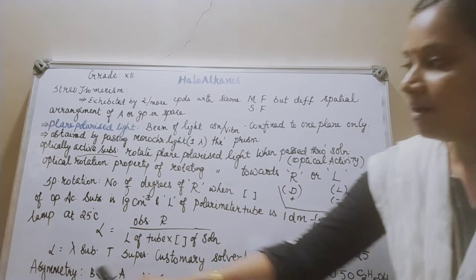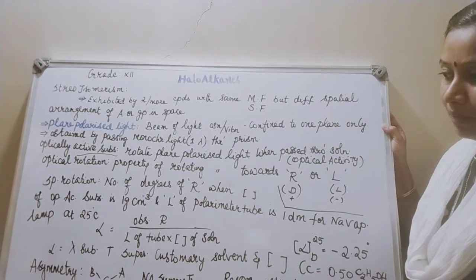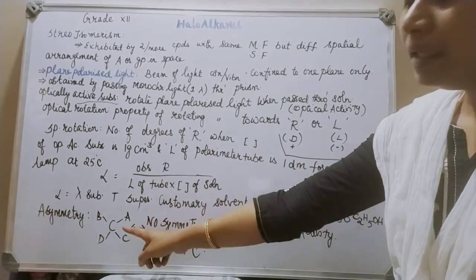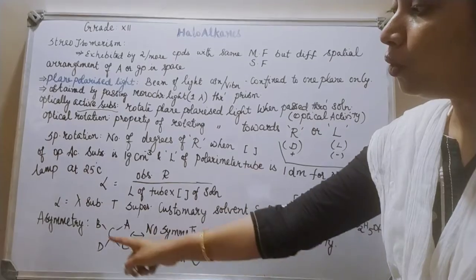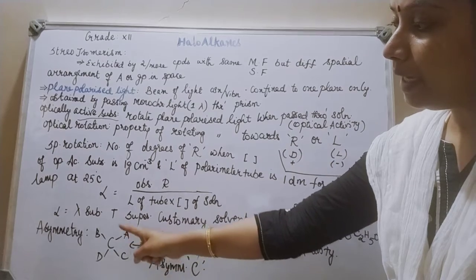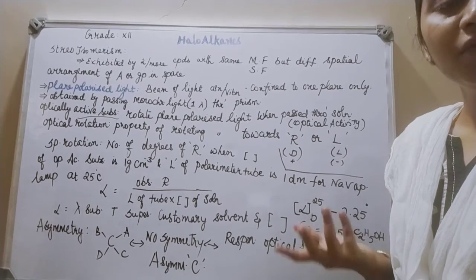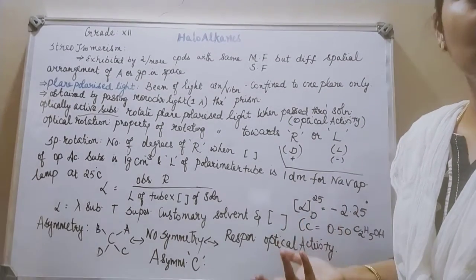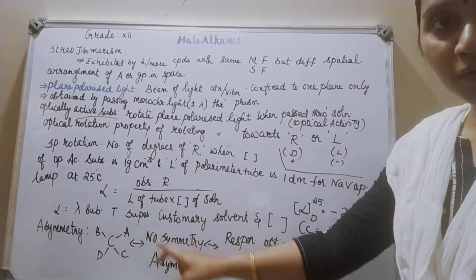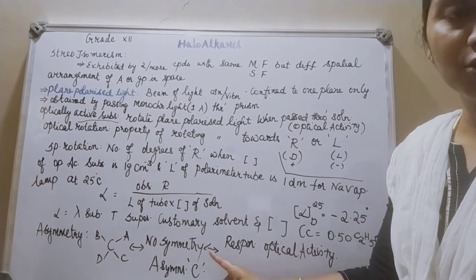Moving to the last one, that is asymmetry. What is asymmetry, children? I have a carbon atom. This carbon atom is surrounded by 4 different groups. See, the carbon atom C is surrounded by A, B, C, D, which means they are 4 different groups. If they are surrounded by 4 different groups, then there is no symmetry. So they are asymmetric. A carbon atom surrounded by 4 different groups has no symmetry and is said to be asymmetrical.